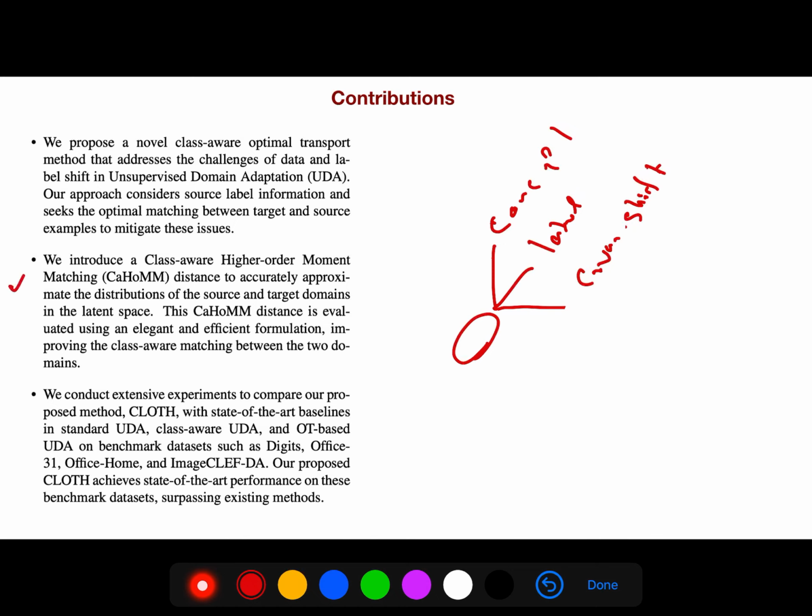The second contribution is we introduce a class-aware high-order moment matching distance to accurately approximate the distributions of source and target domains in the latent space. And the third one is that they conduct extensive experiments to compare their proposed method, which is called CLOTH, with state-of-the-art baselines in standard UDA.